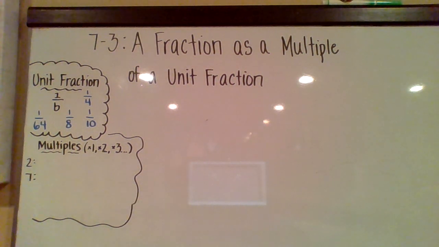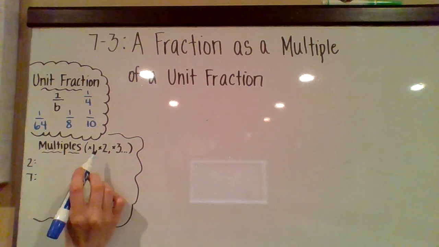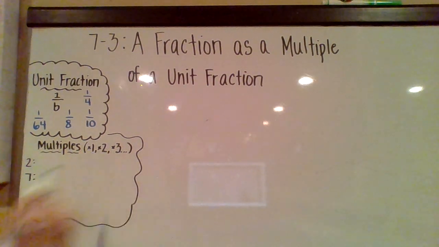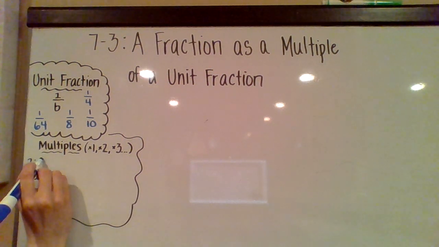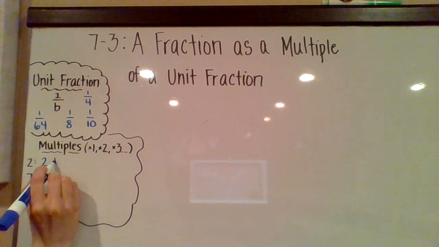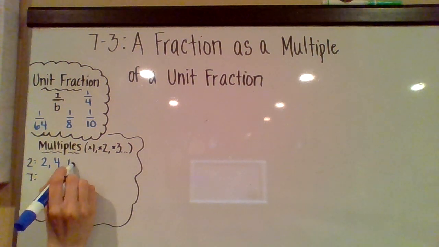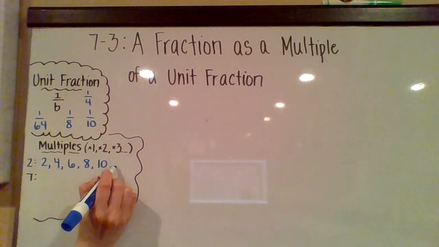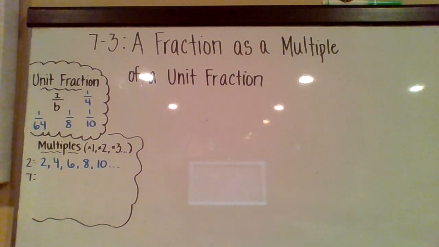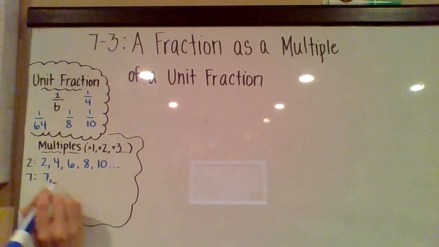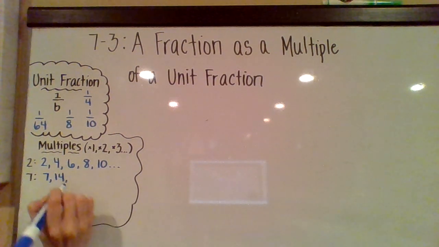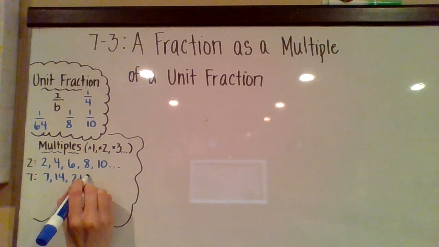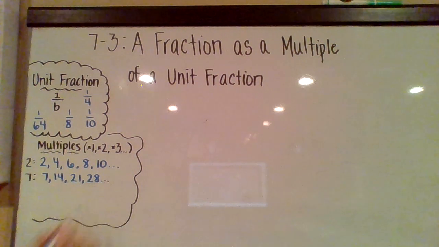Now, multiples, a lot of times we mix up with factors. A multiple is a number times another number. So, for example, the multiples of 2 are, we're going to list 2 times 1, 2 times 2, 2 times 3. So the multiples of 2, 2 times 1 is 2. 2 times 2, 4. 2 times 3, 6. 2 times 4, 8. 2 times 5, 10. So on. Those are the multiples of 2. Now the multiples of 7 would be 7 times 1, 7. 7 times 2, 14. 7 times 3, 21. 7 times 4, 28, and so forth.